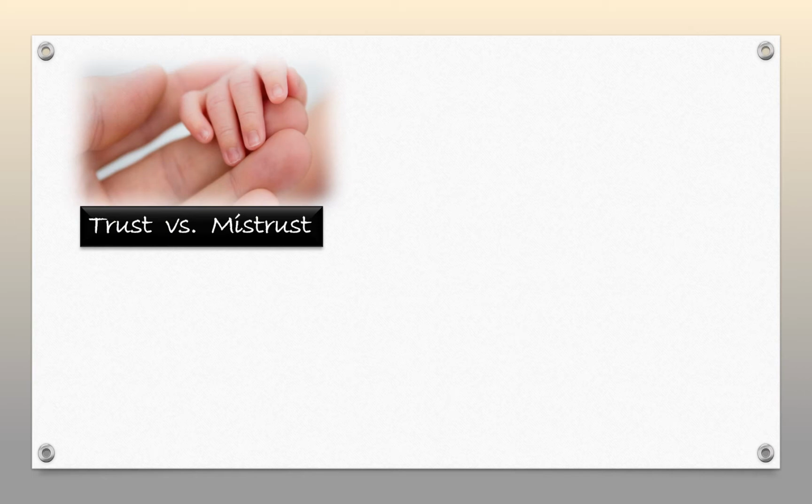The first stage is trust versus mistrust. It is the fundamental stage in life, takes place during the first year of life, that is from infancy to 18 months. Infants look towards the caregivers for stability as he or she is unaware of the world. If they receive care which is reliable and consistent, then a sense of trust is developed. If the reverse happens, mistrust is developed. And successfully resolving this stage will lead to the virtue of hope.